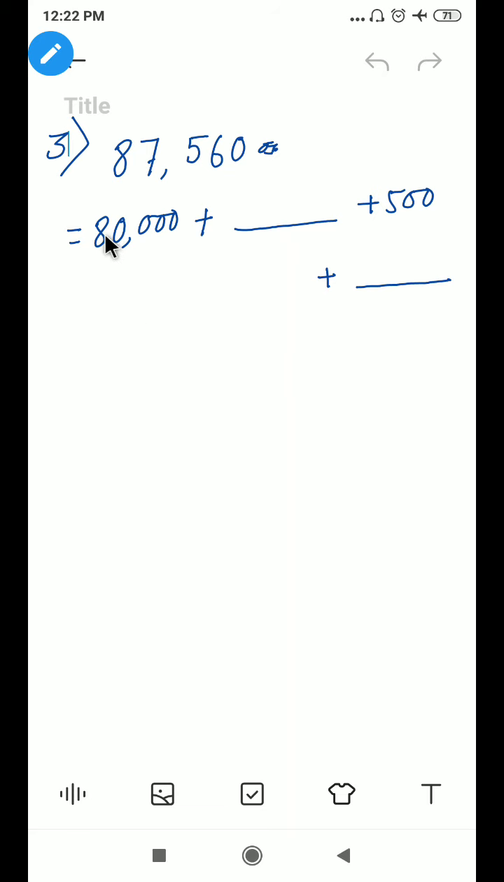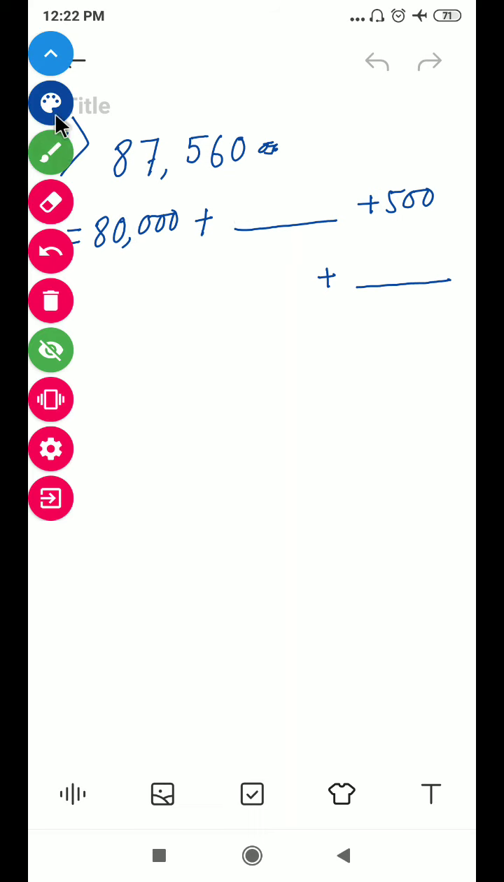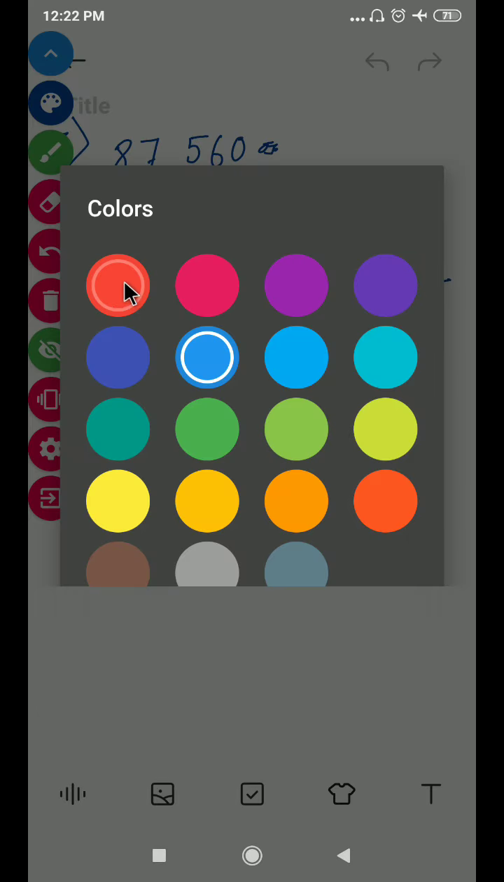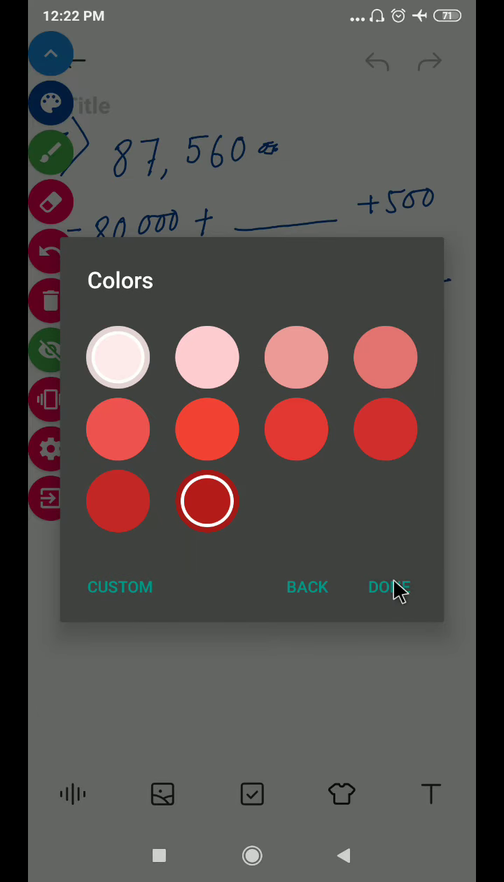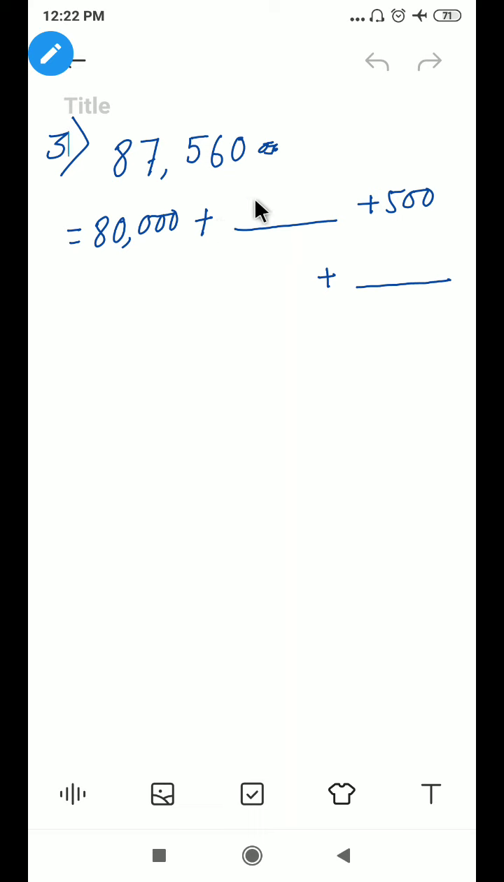So look, the first one is given here, 80,000. Then what will be the place value of 7? The place value of 7 will be 7,000. Now the place value of 5 is given here, 500. Now the next one, place value of 6, so that will be 60. So this is our answer. Now go to the next one.